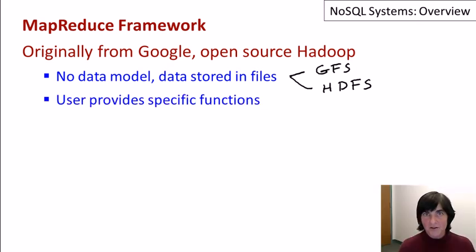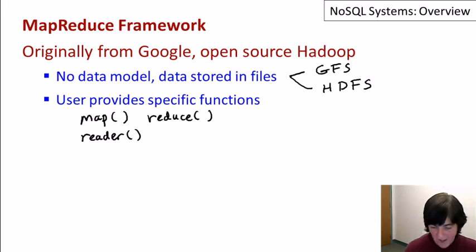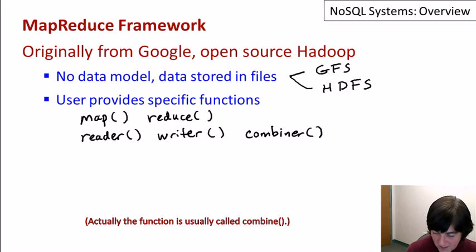What the user provides to process data using the MapReduce framework is a set of specific functions. Not surprisingly, one of those functions is called map, and one of them is called reduce. Other functions that the user needs to provide is a reader function, which will read data from files and provide it as records, a writer function that will take the output records and write them into files, and finally there's an optional function called the combiner that we'll discuss.